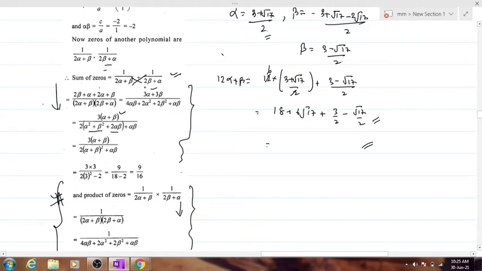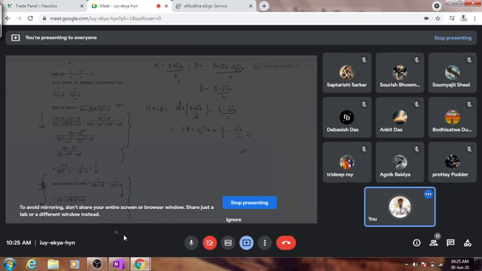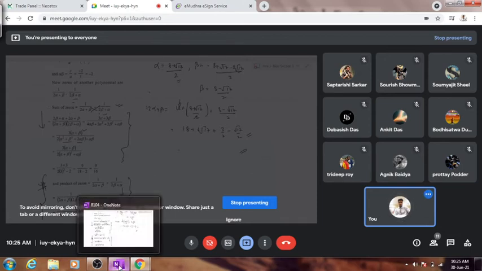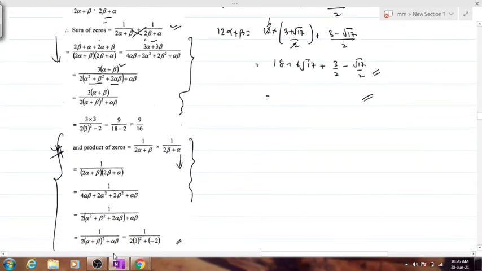Clear? How many were able to do this numerical? Please tell me now. How many were able to do this numerical? No one. Bodhishwato? Agnik? I was absent on yesterday's class. Sorry? Sir, I did not attend yesterday's class.